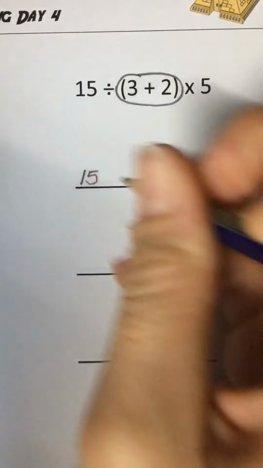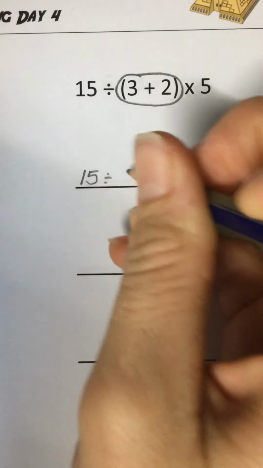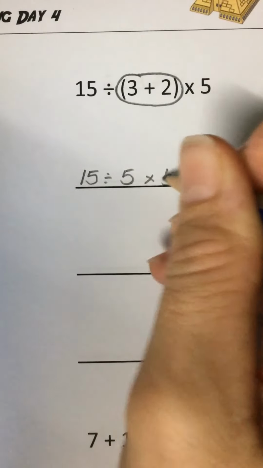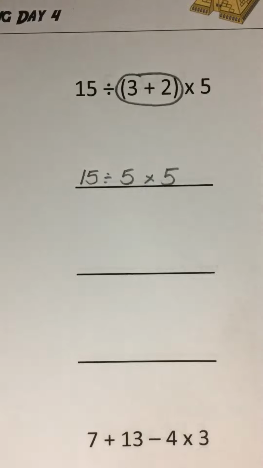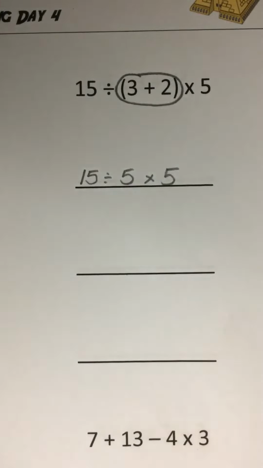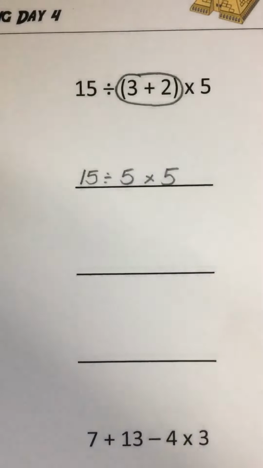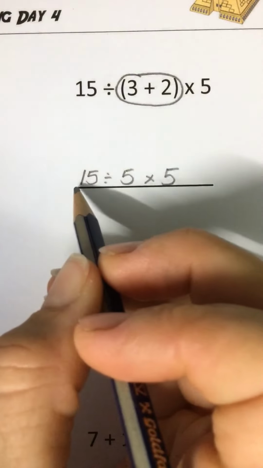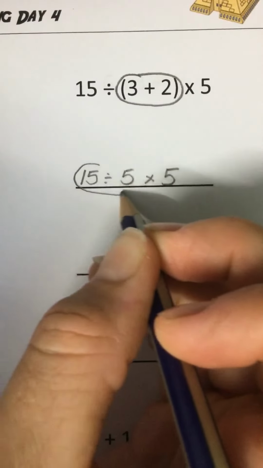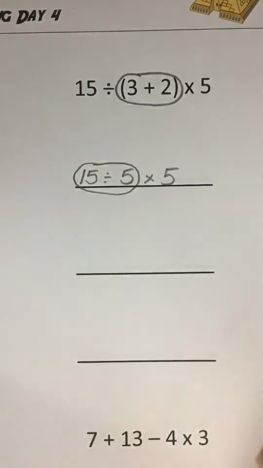So now we have 15 divided by 5 multiplied by 5. Okay, so we've done our parentheses. The next operation on our list is exponents, but there are no exponents in this equation, so we'll move on to multiplication and division, working left to right. So we'll see that our first multiplication or division is this one here, because it's the furthest on the left.